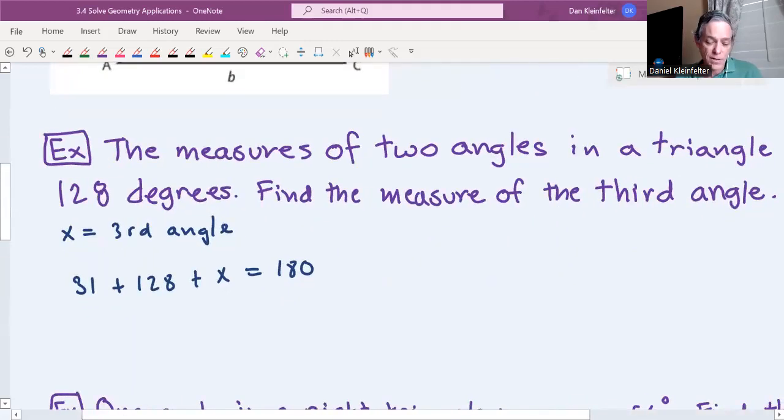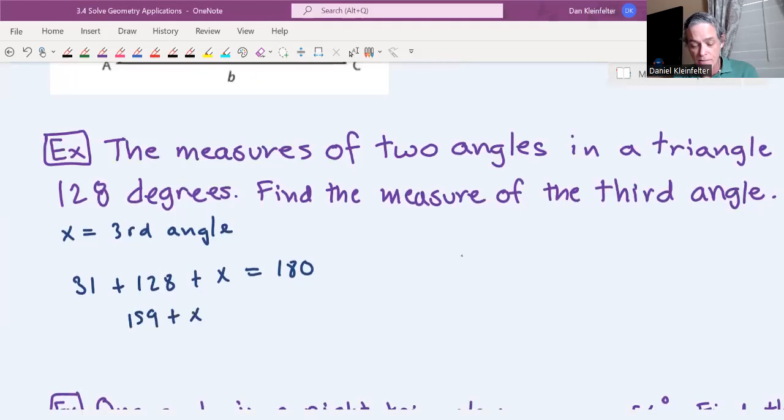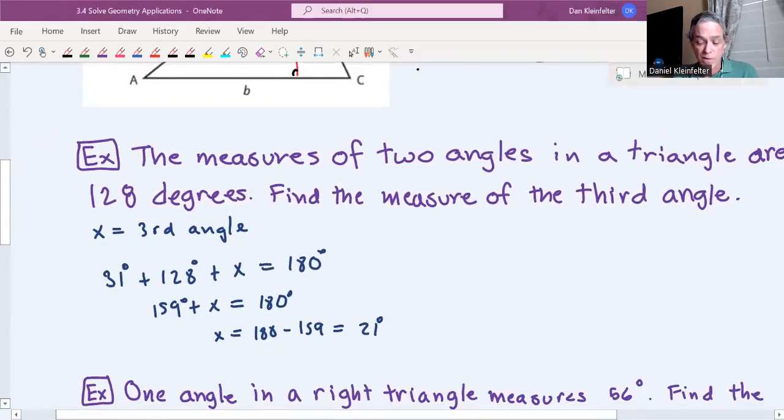So let me combine my terms on the left side. We have 159 plus x makes 180. Subtracting 159 from both sides, we'll have 180 minus 159, and that makes 21 degrees. Let me go back and put all my degree signs on. There we go. All right, so the third angle would be 21 degrees.